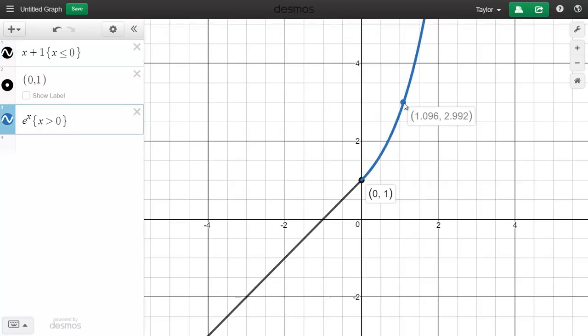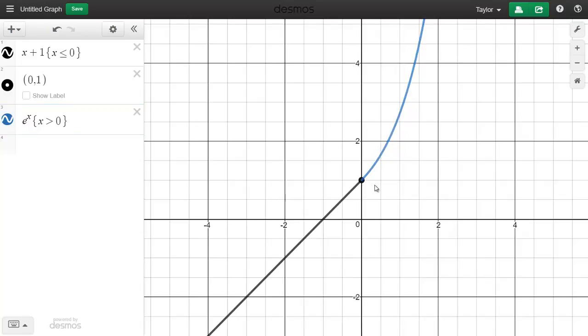Now what about the limit from the right? I'm going to look at my x values. My x value right now is 1.096, and my y value is 2.992. Watch as my x values get smaller, smaller, getting closer to 0. Look at my y values. They're also getting smaller, but they're getting really, really close to 1. So my x values are getting close to 0 and my y values are getting close to 1. So we would say the limit from the right is also 1.